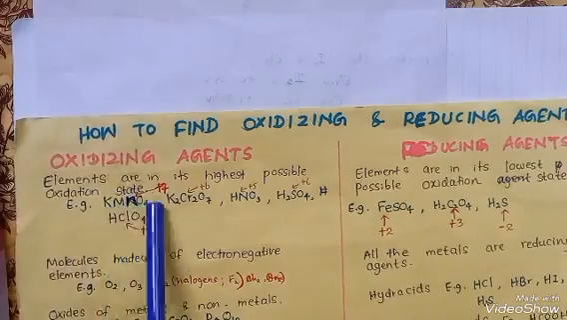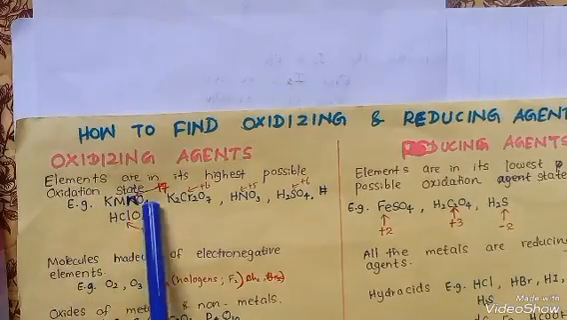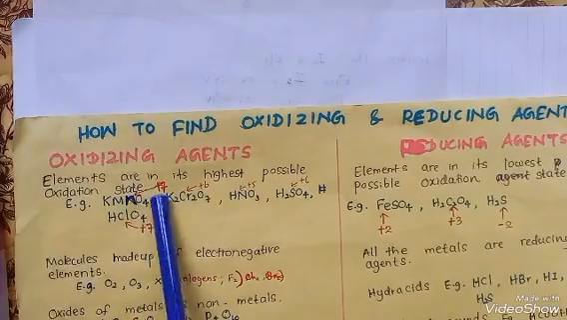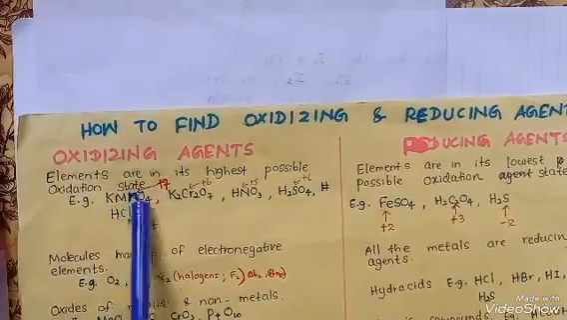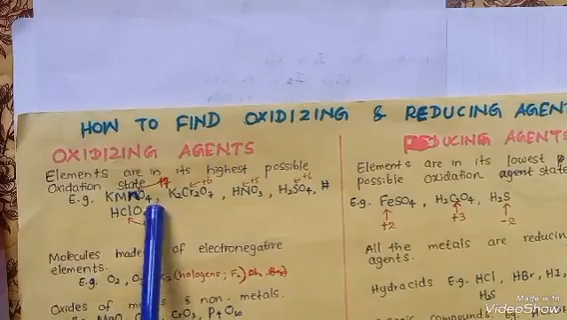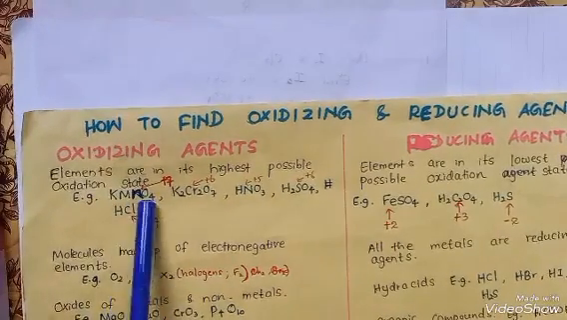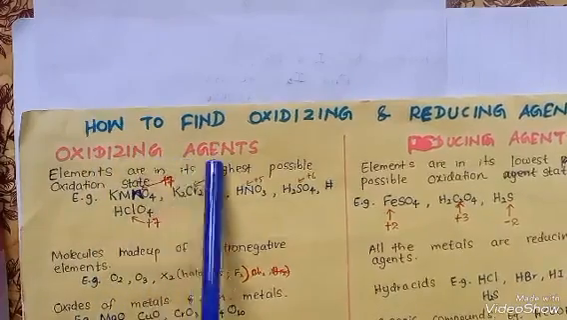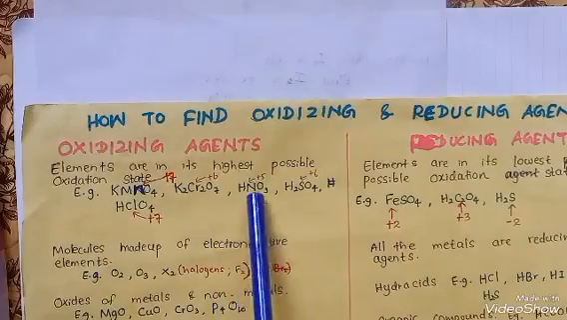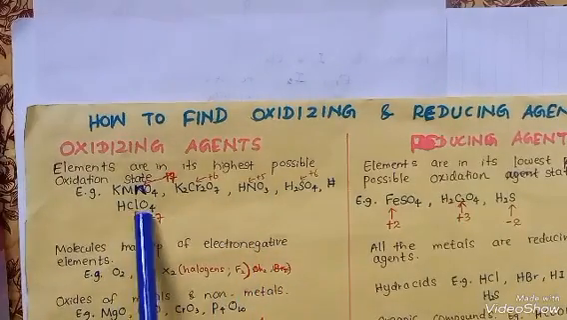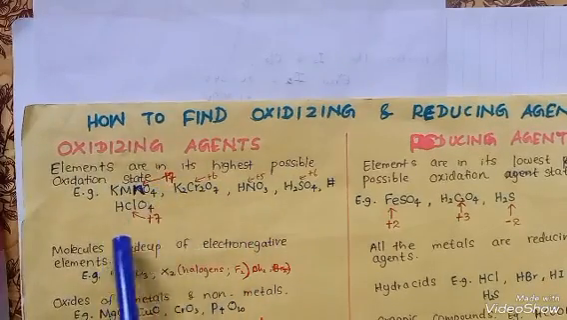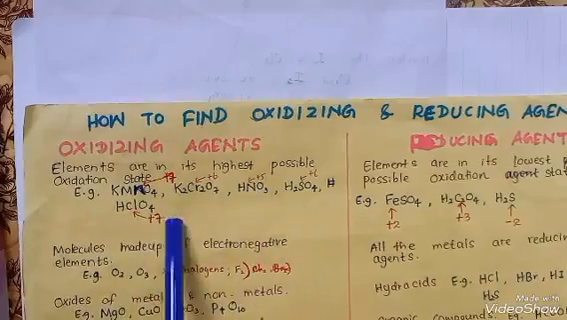For example, potassium permanganate. In potassium permanganate, manganese has a +7 oxidation state. +7 is the highest possible oxidation state manganese can have. So potassium permanganate is always going to reduce, and it is the oxidizing agent in redox reactions. Likewise, potassium dichromate, nitric acid, H2SO4, and hypochlorous acid have the highest possible oxidation state. Therefore, they are oxidizing agents.